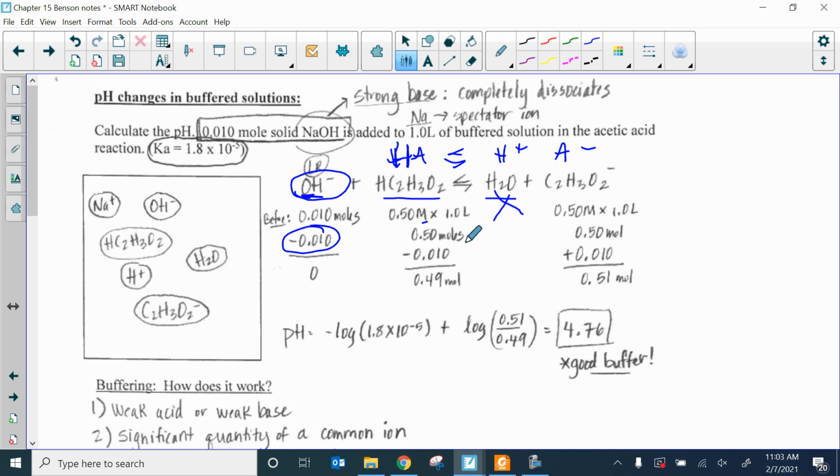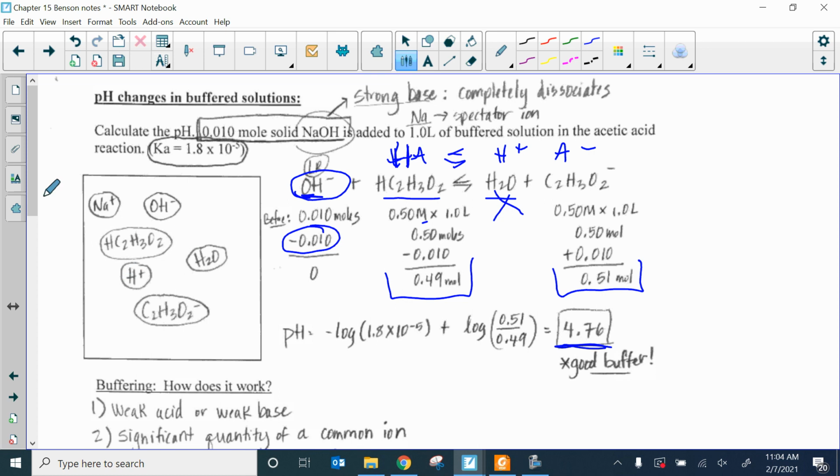Now, I could use ICE, or I could use my Henderson-Hasselbalch equation because I recognize that I have a base and I have an acid. So I can take the negative log of the Ka plus the log of the base over the acid. And I see that by adding 0.01 moles of a very strong base, my solution hardly changed. So this is a very good buffer.